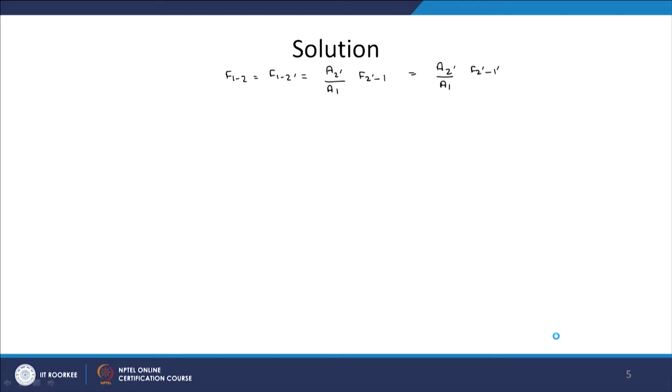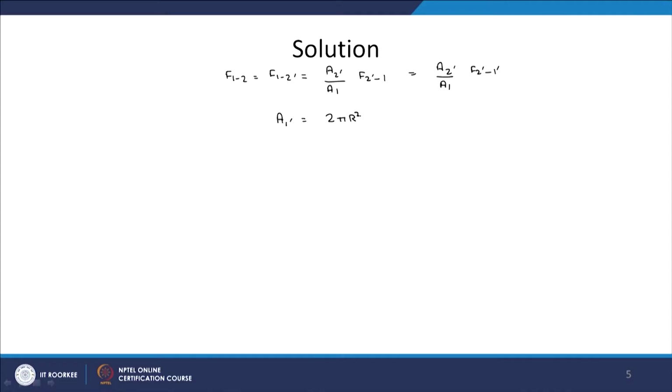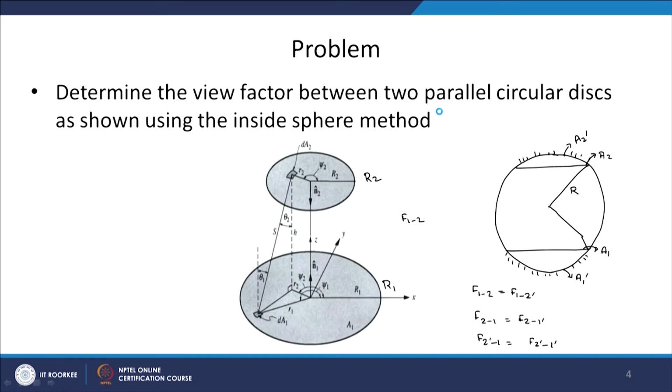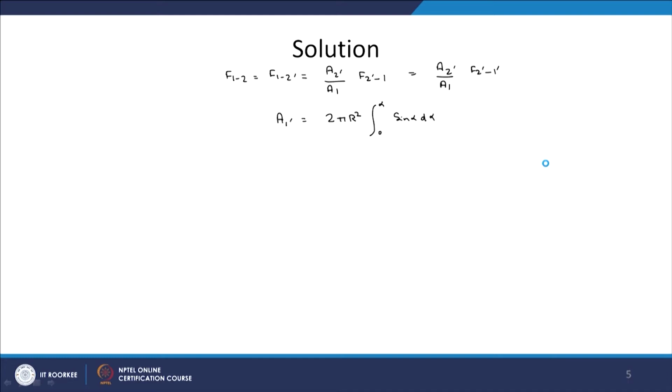Now, let us find out these areas. We need areas to calculate the view factor. So, A1 prime is basically given by 2 pi r square, integral from 0 to, let us define this angle alpha, sin alpha d alpha. Let us see in the geometry what this basically represents. We have to find out this area. So, let me draw the spherical cap of which we have to find out the area. How do we calculate this?